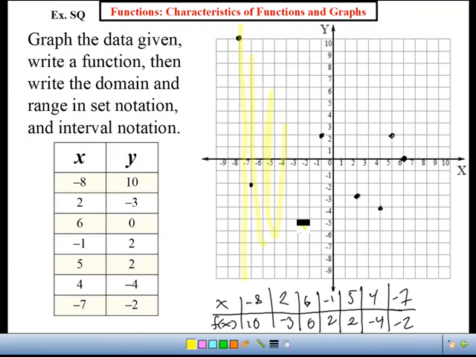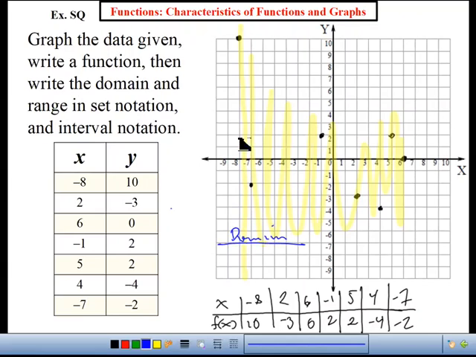and went to the farthest right, that means my domain. Domain went from -8 to 6. So solution set of x such that -8 is less than or equal to x, less than or equal to 6. And interval notation is bracket -8, comma 6, bracket. Hands if you got that.